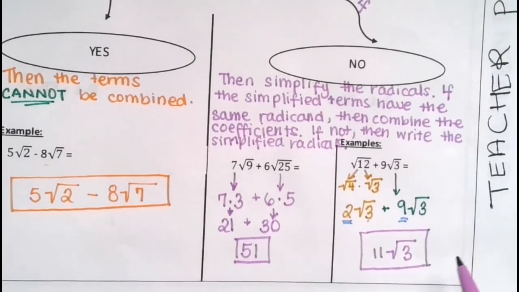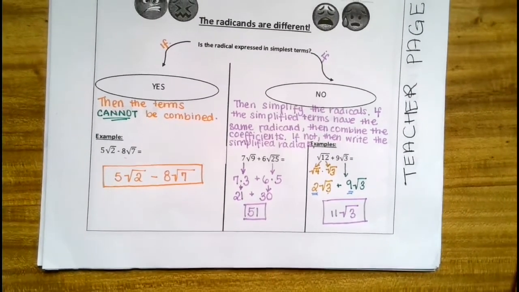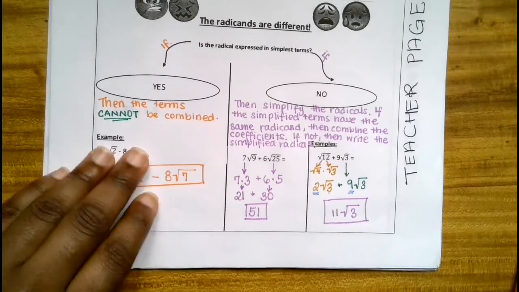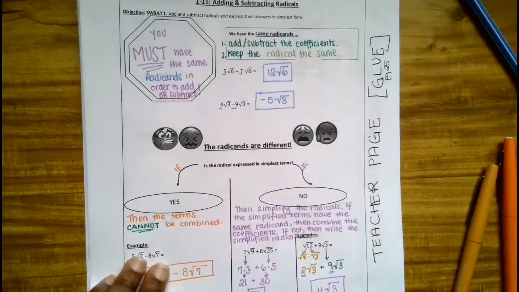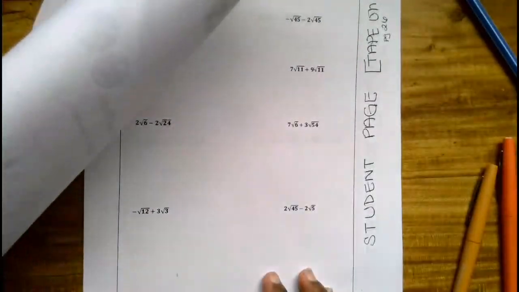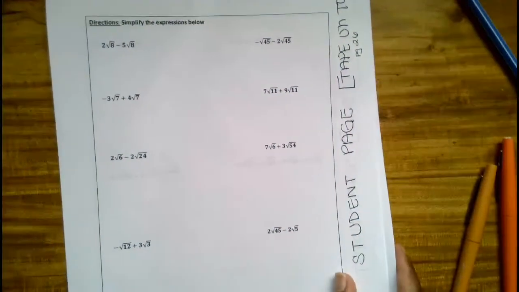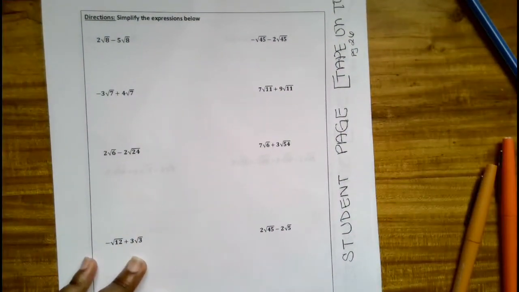This concludes our mini lesson for lesson 1-11, adding and subtracting radicals. As a reminder, please ensure that your notes look exactly like my notes. If you need to rewind the video to ensure this, please be my guest. Also, as a pleasant reminder, what you are going to complete now are your student pages that look like the following. The first one looks like this, and the second page looks like this.